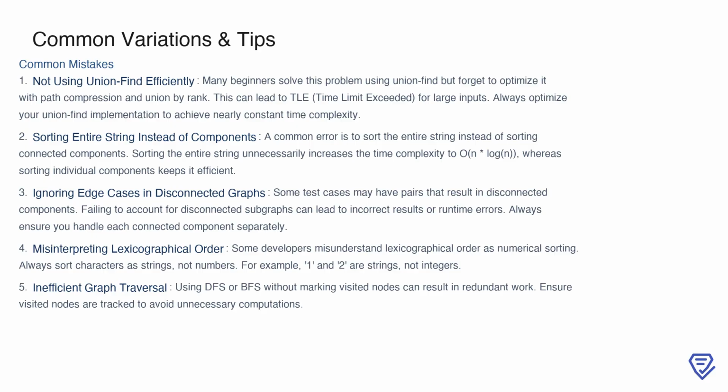You should also take care to handle edge cases, such as when the graph has disconnected components. Neglecting to account for these can lead to incorrect results or runtime errors. Be mindful, too, of how you interpret lexicographical order. Always sort characters as strings, not as numbers. Finally, if you're using DFS or BFS for graph traversal, make sure to track visited nodes to avoid redundant computations, which can further slow down your solution.